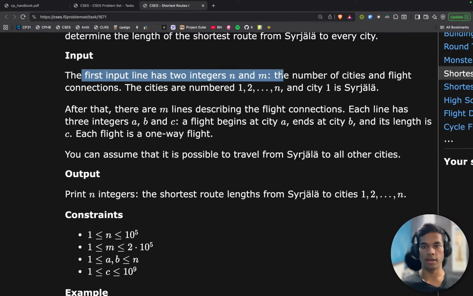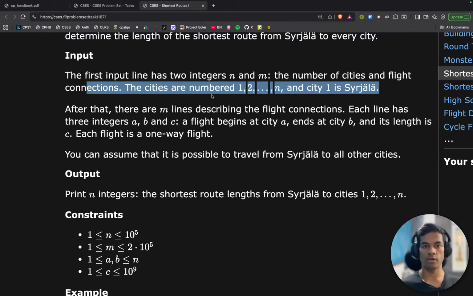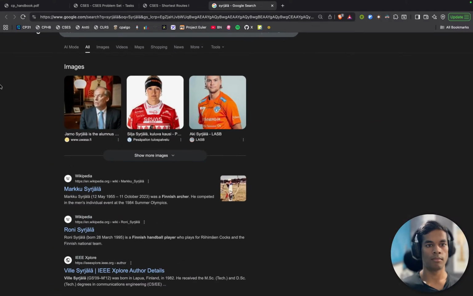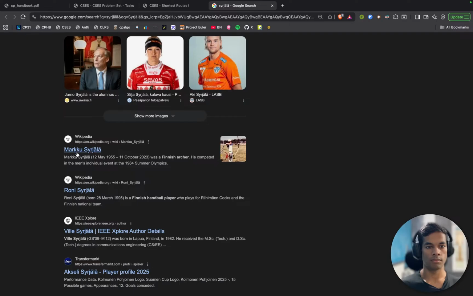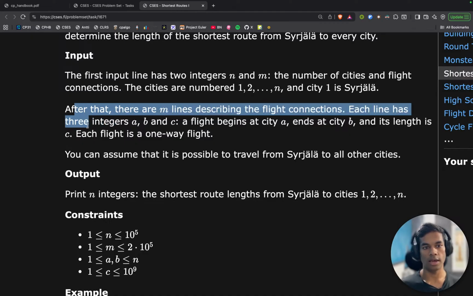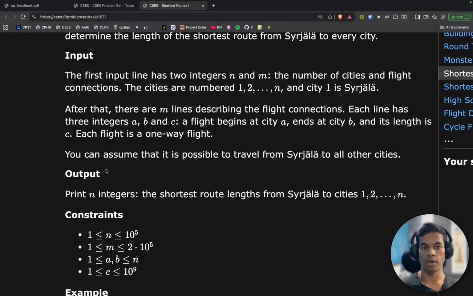The first line contains N and M, the number of cities and the flight connections. There are cities numbered from 1 to N, and city 1 is Syrjälä. What is that? A city in Finland? Something somewhere. Okay, anyways. After that, there are M lines describing flight connections. Each line has three integers A, B, C. The flight begins at city A, ends at city B, and the length is C. You can assume it is possible to travel from Syrjälä to all the other cities.